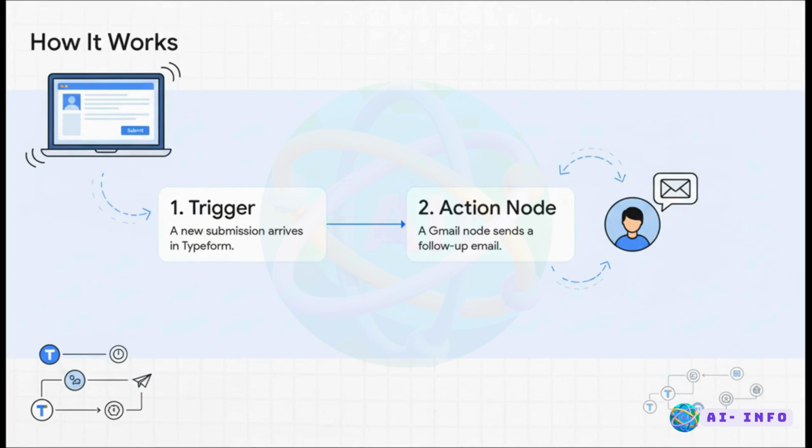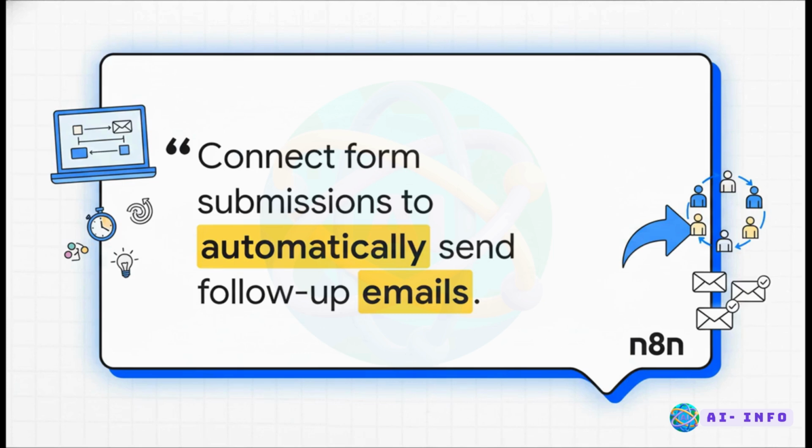So how does that actually work with the building blocks we just talked about? It's super simple, really. The trigger, that's the new form submission from, say, Typeform. That kicks everything off. And what's the next step? It's an action node, in this case, a Gmail node, whose only job is to send that email. So you've got your trigger and then your action. That's the whole workflow. And that right there, that's the whole point.